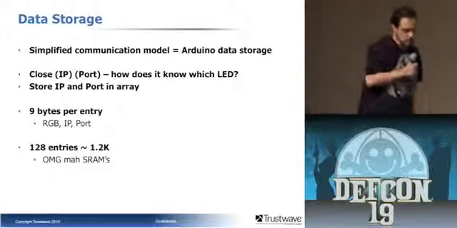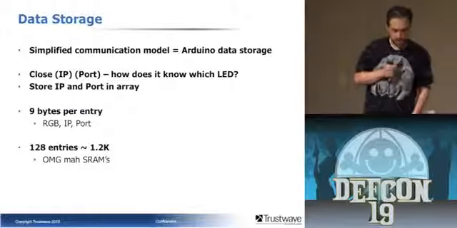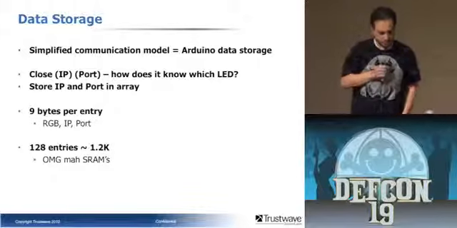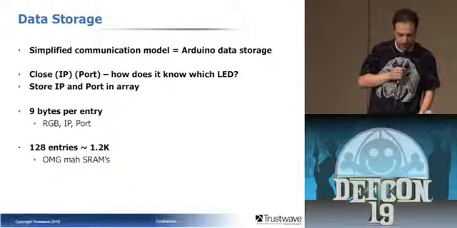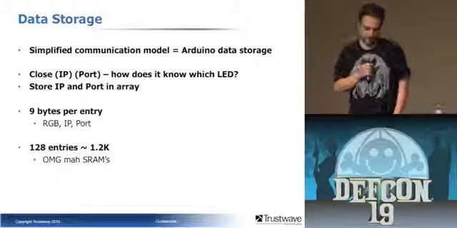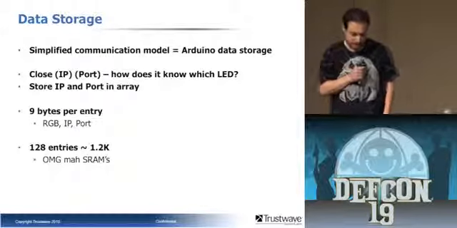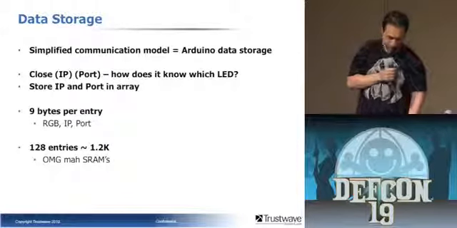So how would I do that? I store the IP and the port in an array. There's 9 bytes per entry. I had to do the math. It came out to like 1.2K. I was like, oh my God, I took up 1.2K. That's such a beast. It's like bloatware, you know?